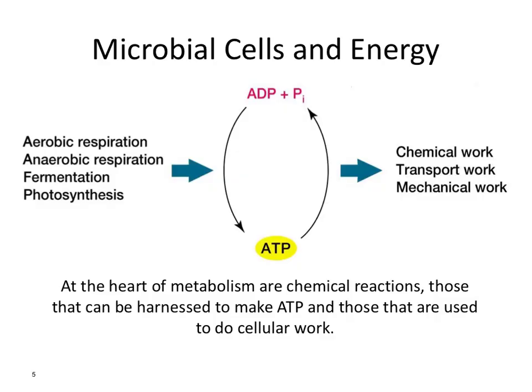We're focusing on microbial metabolism, really just fundamental metabolism. And at the heart of all metabolism are chemical reactions. Chemical reactions are important for living things because they can be harnessed to allow cells to make ATP, and then they are used in turn to use ATP to do cellular work. So if you think about metabolism, it can be broken down into two arms. It can be broken down into anabolism, and it can be broken down into catabolism.